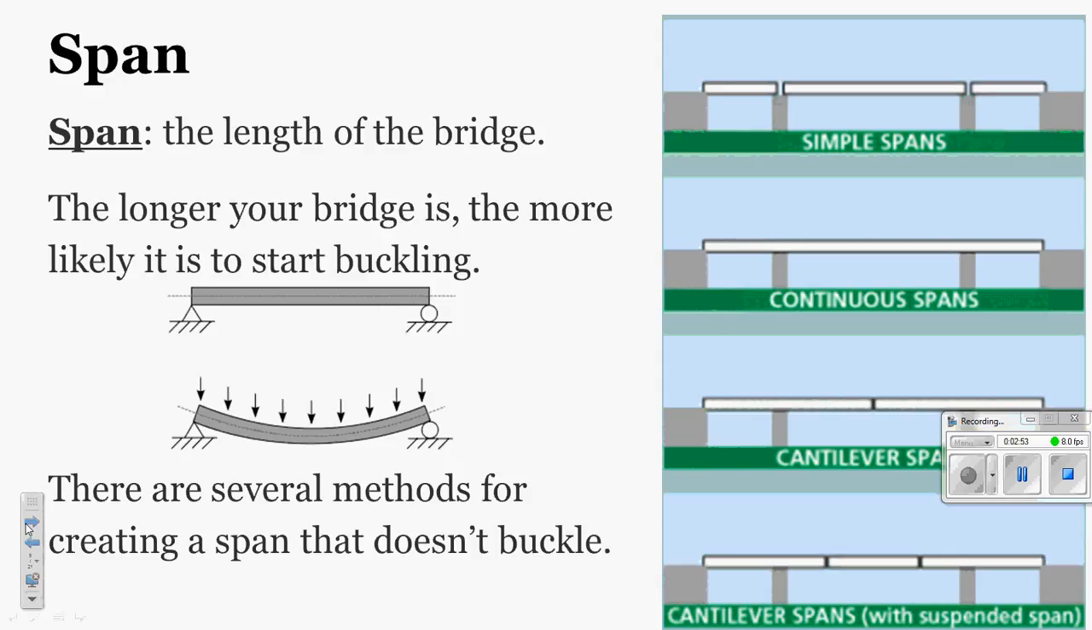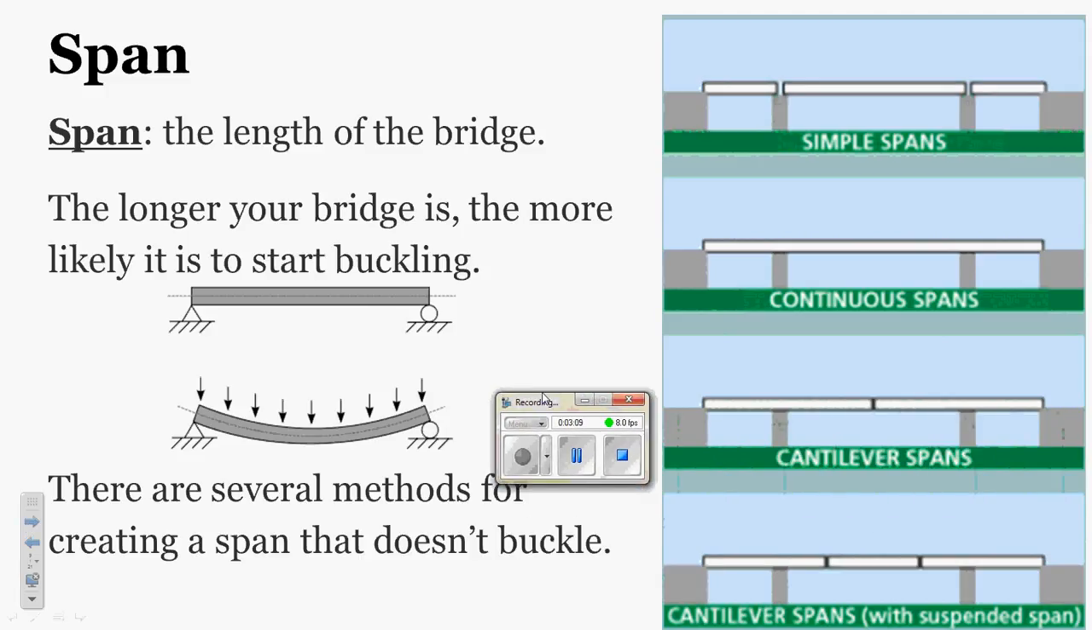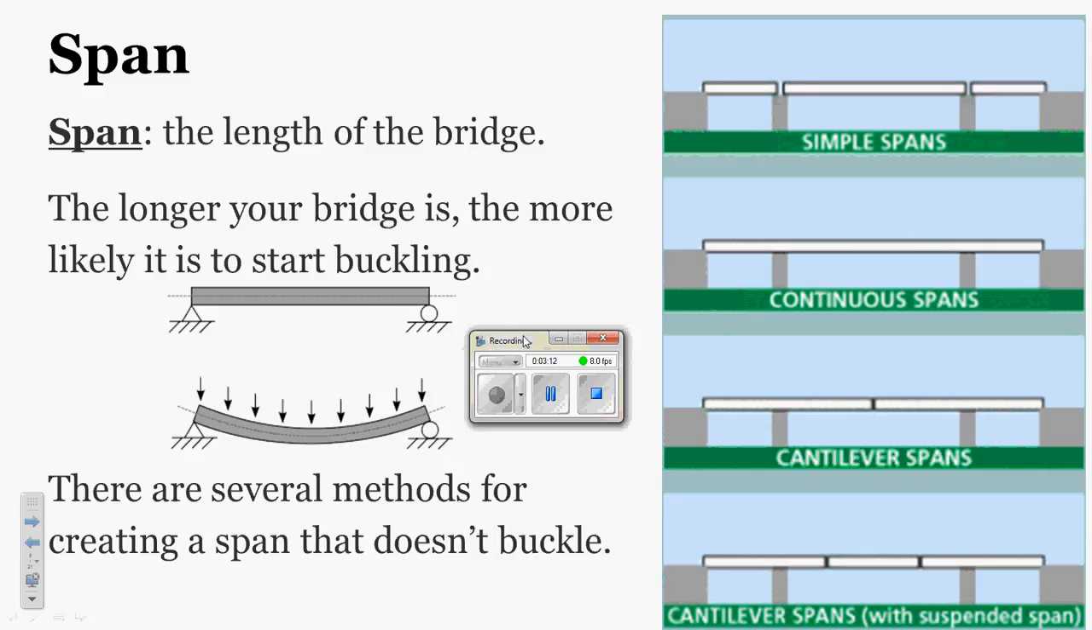When we talk about the span, it is the length of the bridge. The longer your bridge is, the more likely it is to start buckling. So you can see that there are different methods for creating a span that doesn't buckle. If you look over here to your right, let me move this little recorder button. You have simple spans that are just short little sections. You have a continuous span that is one big section. We have what we call the cantilever span, that's pretty interesting. And then we also have a cantilever span that has a suspended span.